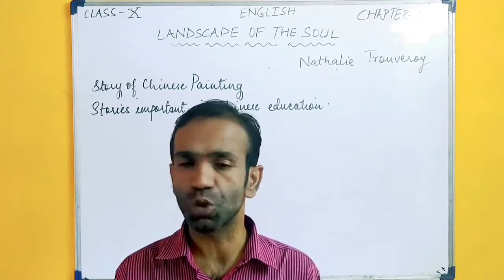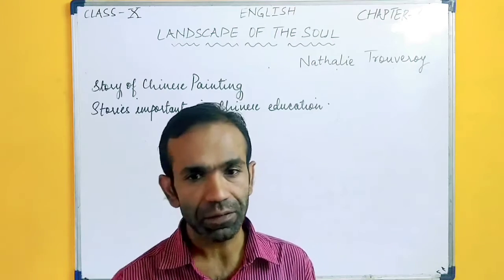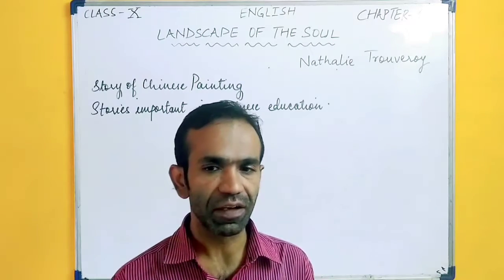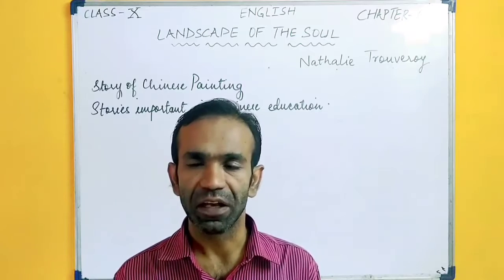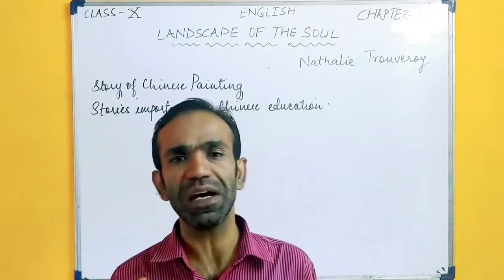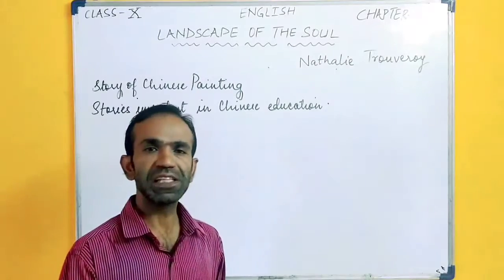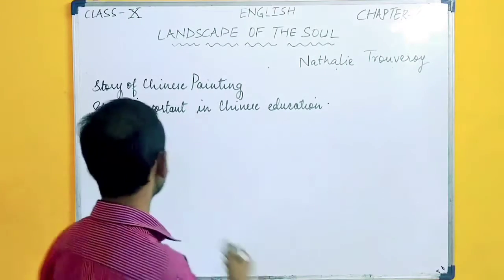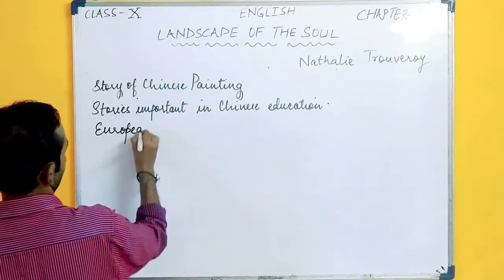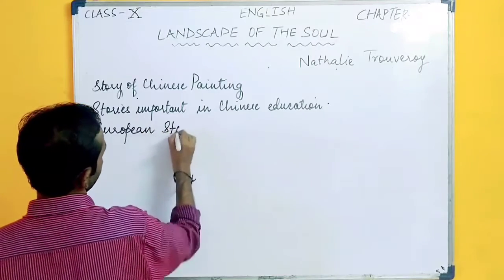There is another story also about a painter. He did not draw the eye of a dragon that he had painted. So that is also there in the textbook. It is better that you once go through the textbook. The next point is European stories.